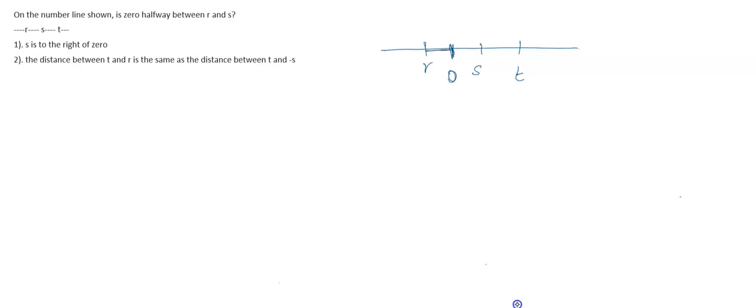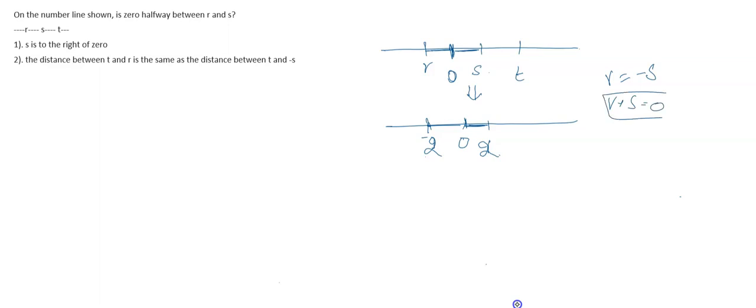Now, if it is halfway between R and S, you should be able to infer that the magnitude of R and S must be the same. So for example, this could be 1, this could be -1. This could be -2, this could be 2. But then only will it be equidistant. So what you can say is that R must be equal to -S, or R plus S is equal to 0. So the magnitude must be the same, but the sign must be different. If you're able to make this inference, then analyzing the statements becomes really easy.